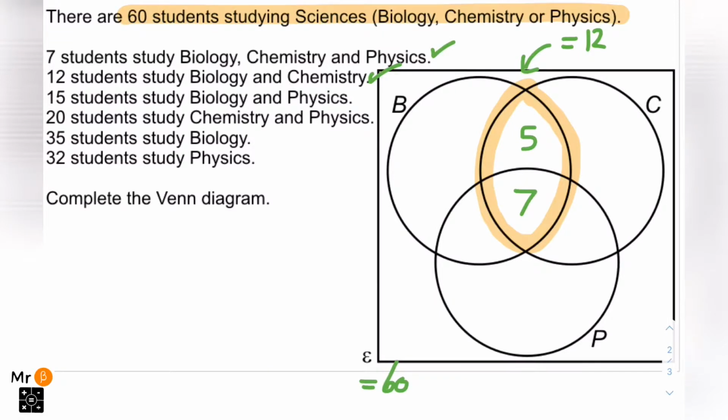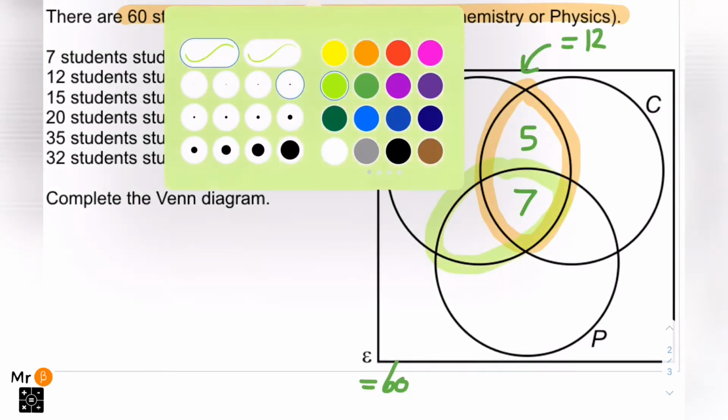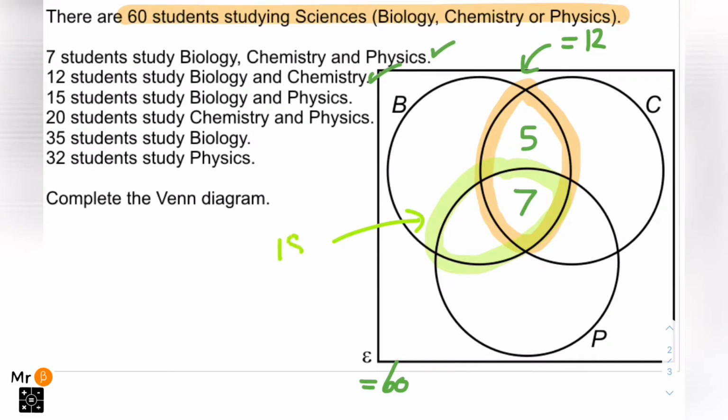Our third piece of information tells you that 15 students study biology and physics. So here, looking at biology and physics, we have got a total of 15. So therefore 8 must go on the inside. Next it tells us that 20 students study chemistry and physics. So therefore this circle must add up to 20. That means we must have 13 who study chemistry and physics only.